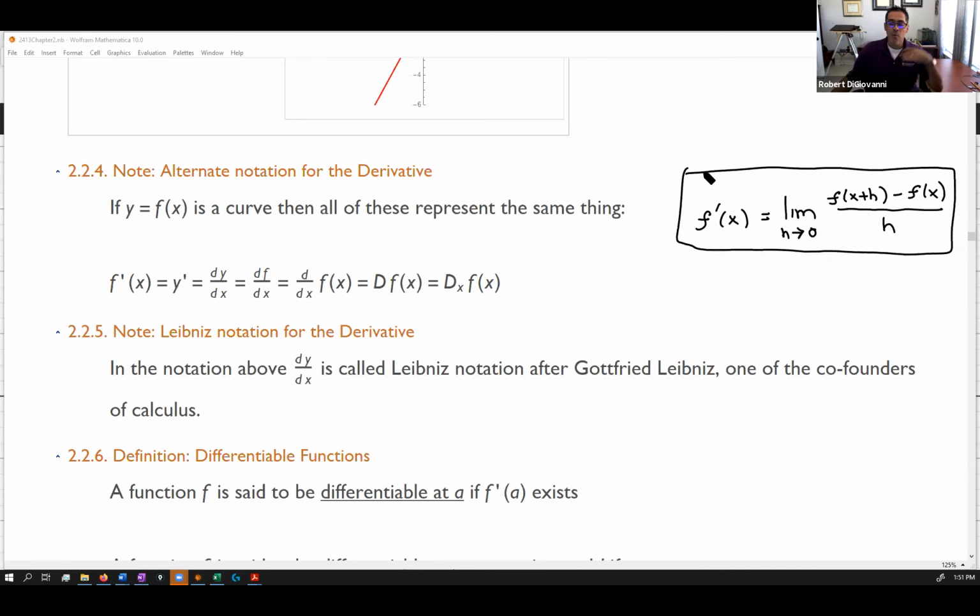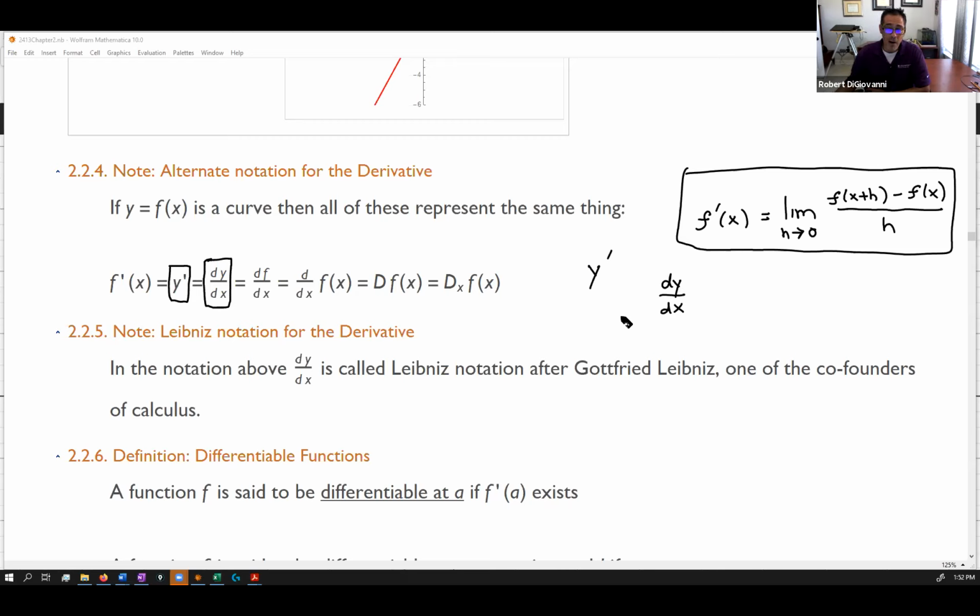Now if I want you to take the derivative, I'm going to use this, f prime of x, but I could also use any of these. These are all notations that mean the same thing. So if you see y prime, just y with a little prime mark on it, that means I want you to take the derivative of it. If you see dy over dx, that means take the derivative of the function, all right?